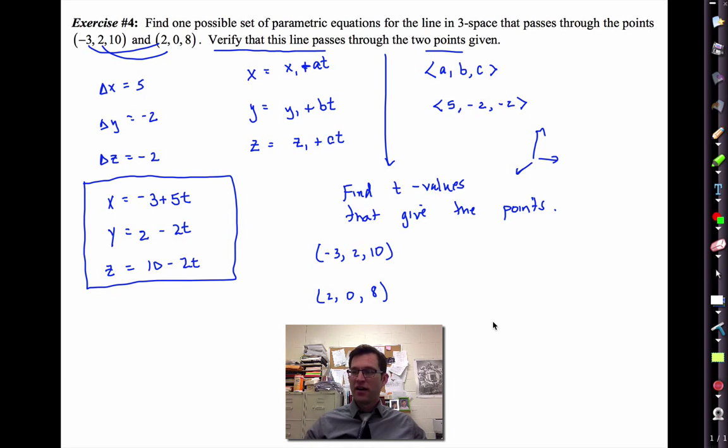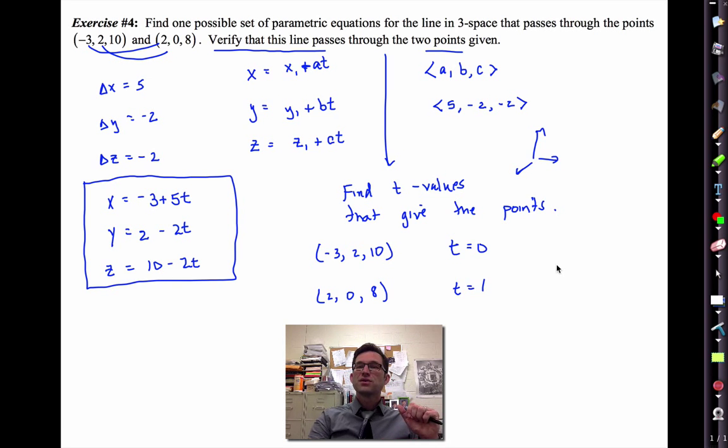All right. I didn't give you much time there to pause because it should be pretty easy, especially this first one. t equals 0 would knock all of these terms out, and we'd be at that point -3, 2, 10. And it doesn't take much to figure out that t equals 1 will put you at this point, because that will allow me to add 5, subtract 2, and subtract 2, which is what I need to do to get from one of the points to the other. Really, really simple.